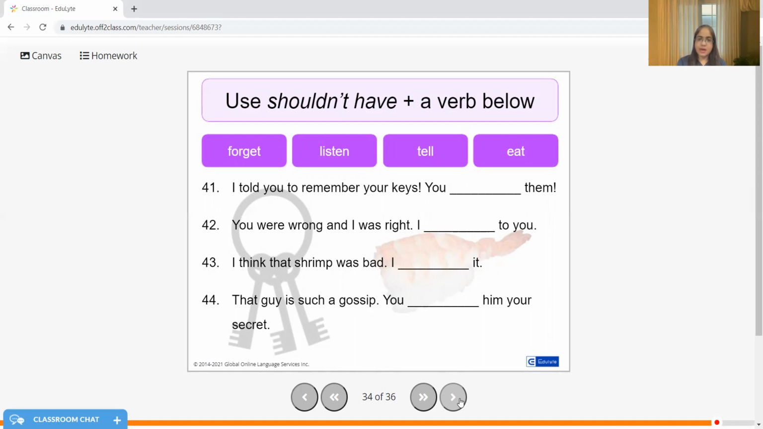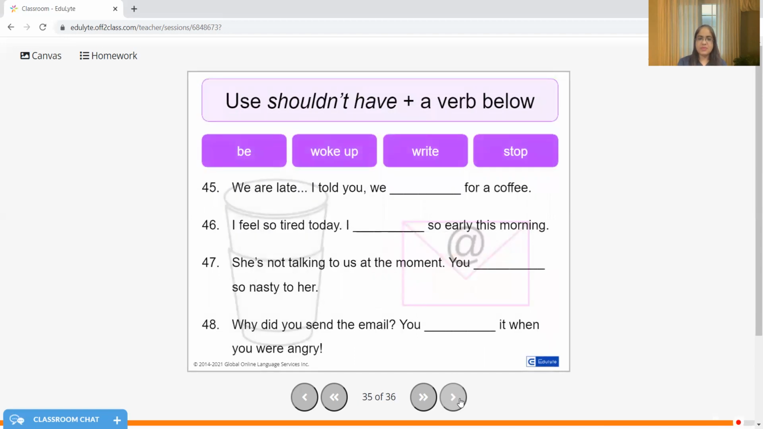I think that shrimp was bad. I should not have eaten that. That guy is such a gossip. You should not have told him your secret. We are late. I told you we should not have stopped for a coffee. I feel so tired today. I should not have woken up so early this morning. She is not talking to us at the moment. You should not have been so nasty to her. Why did you send the email? You should not have written it when you were angry.